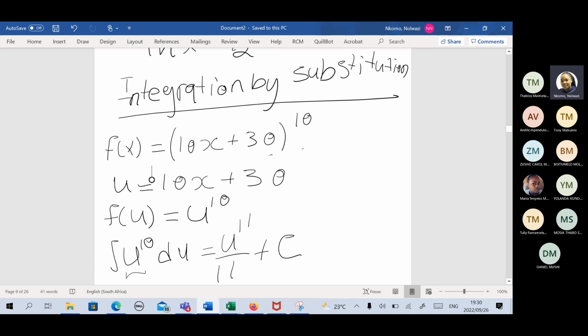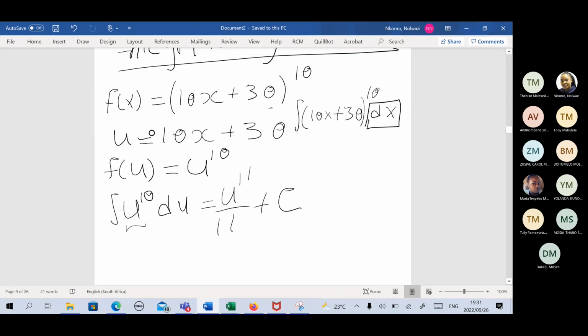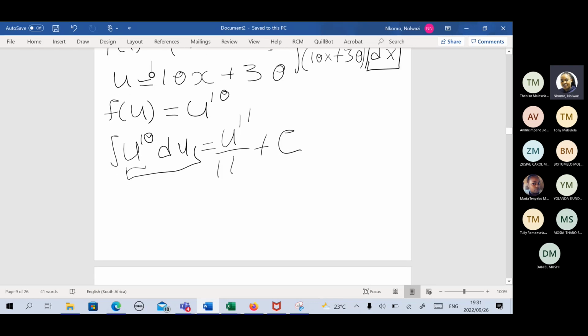your term is like this, integral of 10x plus 30 to the power 10 with respect to x. You can't just substitute this dx with du, né? Without proving that they are equal. Okay. We need to solve for du again before we even substitute here. Né? Okay, let's try and do that.